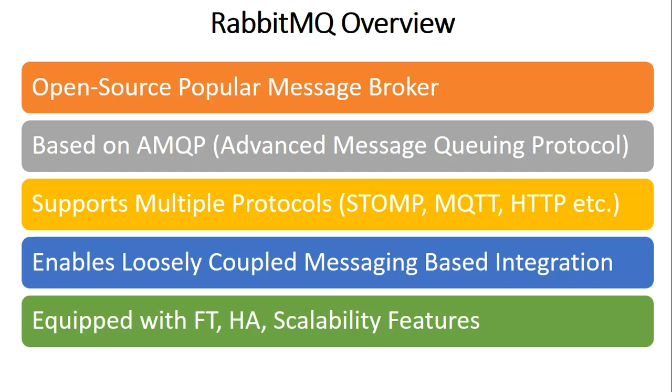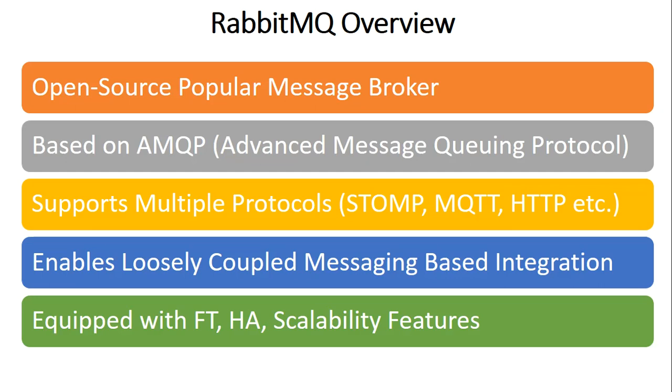But the good thing about RabbitMQ is that it supports multiple protocols, which makes it convenient for different types of applications, be it legacy applications, open source applications, or even proprietary applications, to integrate with other applications using RabbitMQ as a message broker. Some examples of the protocols are HTTP, MQTT, and STOMP. With the support of multiple protocols, it becomes quite a flexible option for any organization to opt for RabbitMQ as a message broker.